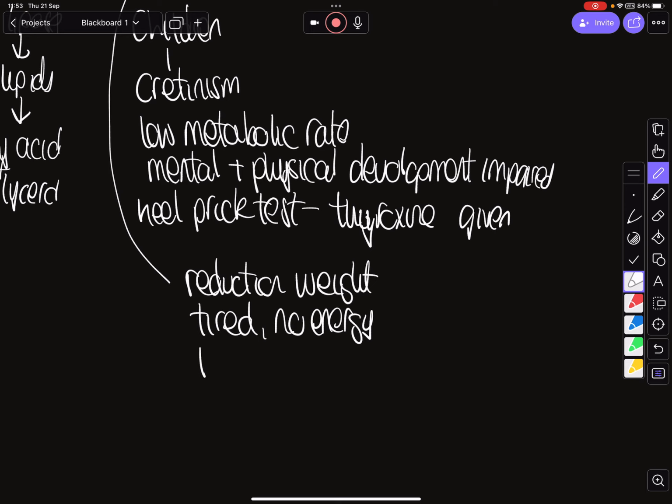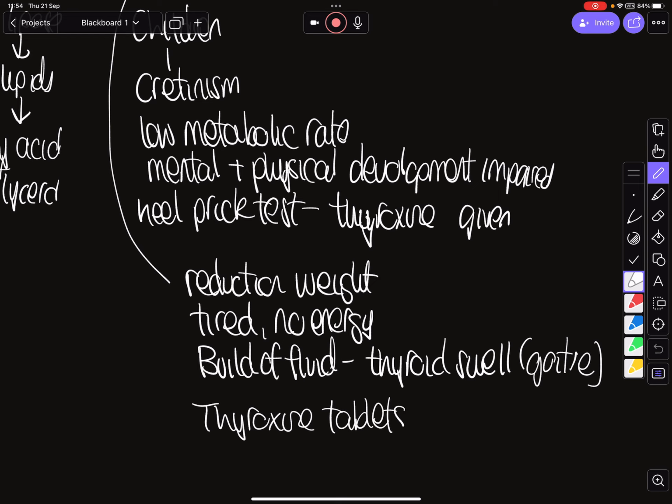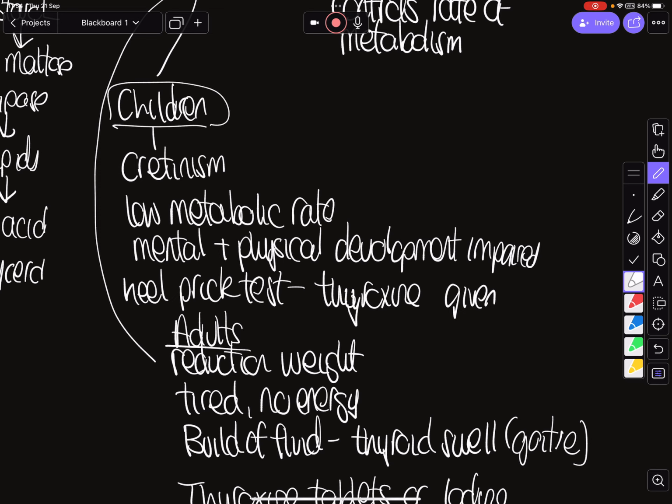There will be a build-up of fluid, and we see that because the thyroid as well will swell, so the neck becomes very, very, very swollen, and they call it goiter. And if that is the case, they will either give you thyroxine tablets as the fix, or they will actually give you iodine, because iodine is necessary for thyroxine to function properly. Okay, so there are underproductions in those. So this is adults, and this is underproduction in children.